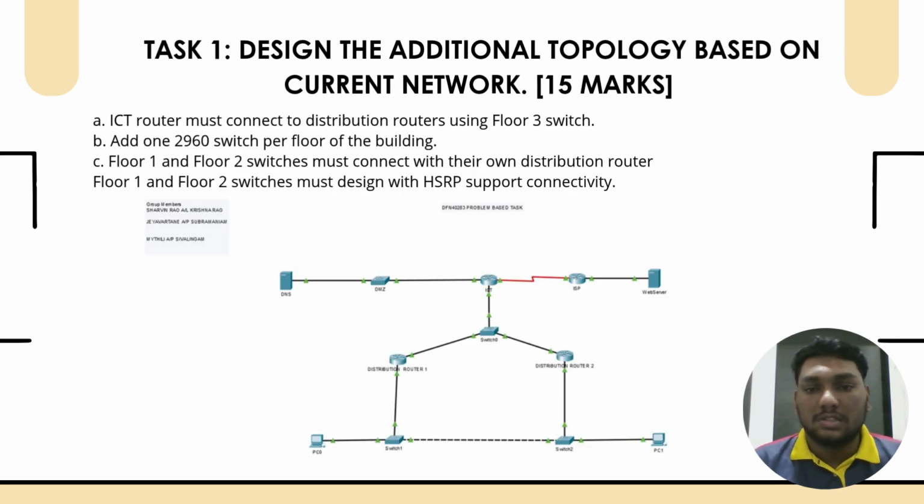So this is task one. Design the additional topology based on the current network. The ICT router must connect to the distribution routers using the floor 3 switch. As you can see, the floor 3 switch is connected with the ICT router, and there is a 2960 switch per floor of the building. We added two switches, switch 1 and switch 2, which are connected to the PCs. Floor 1 and floor 2 switches must connect with their own distribution router. Floor 1 and floor 2 switches must be designed with HSRP support connectivity.